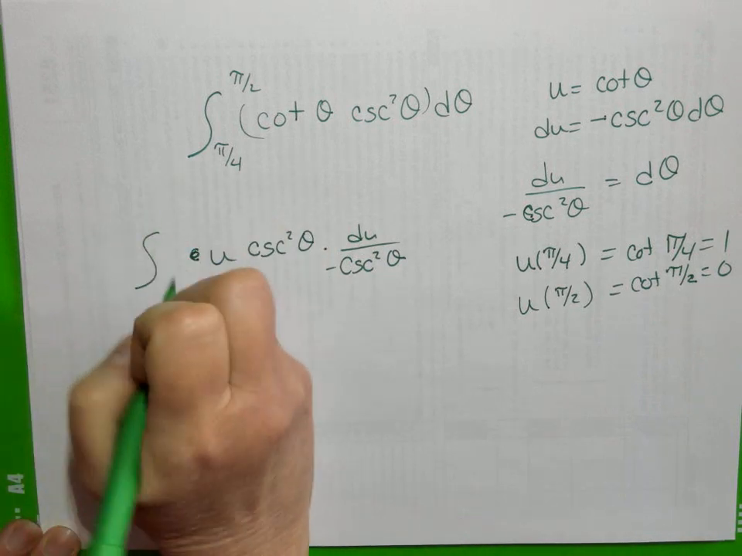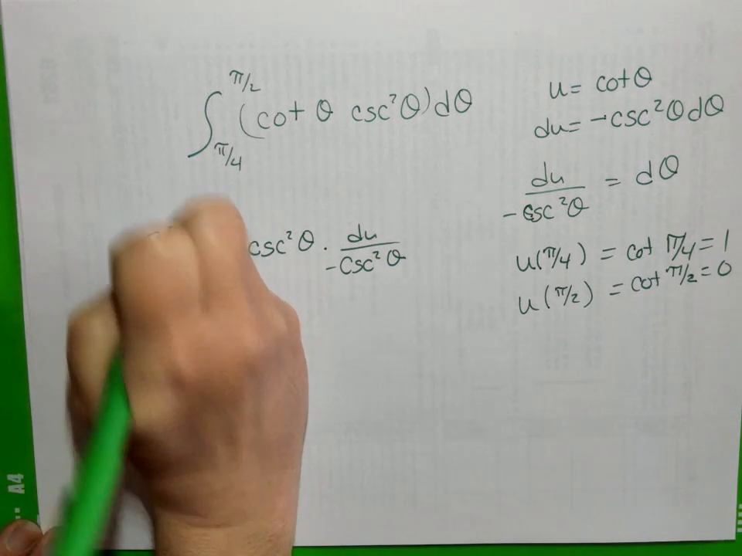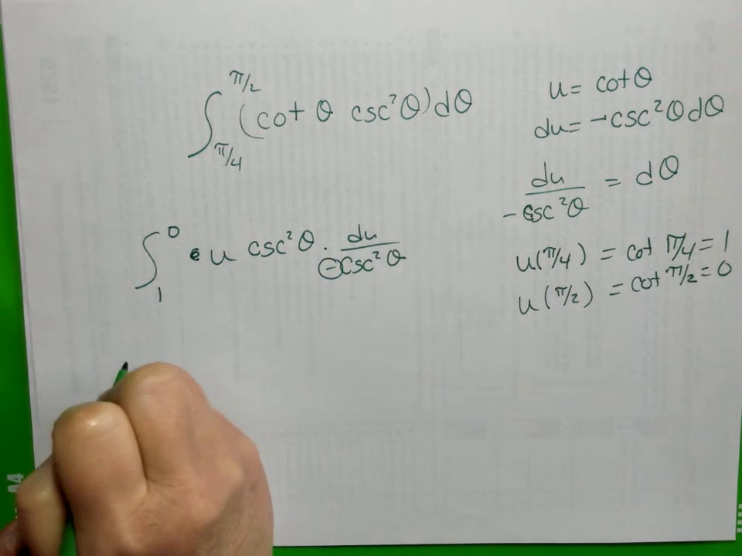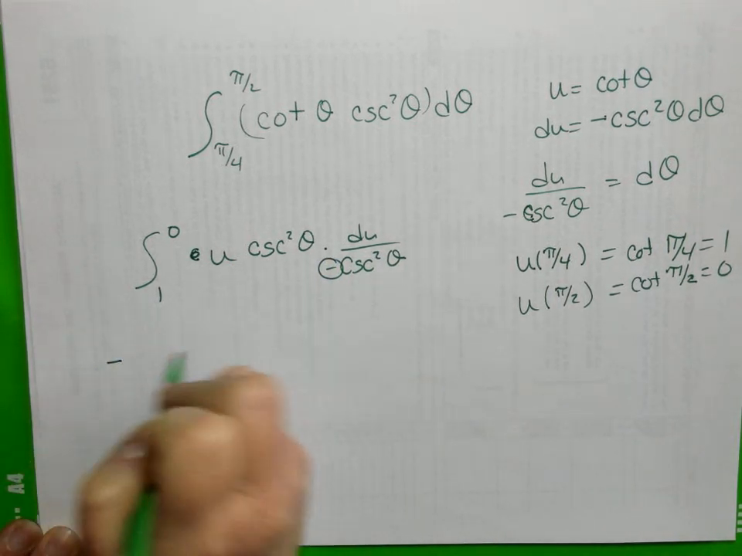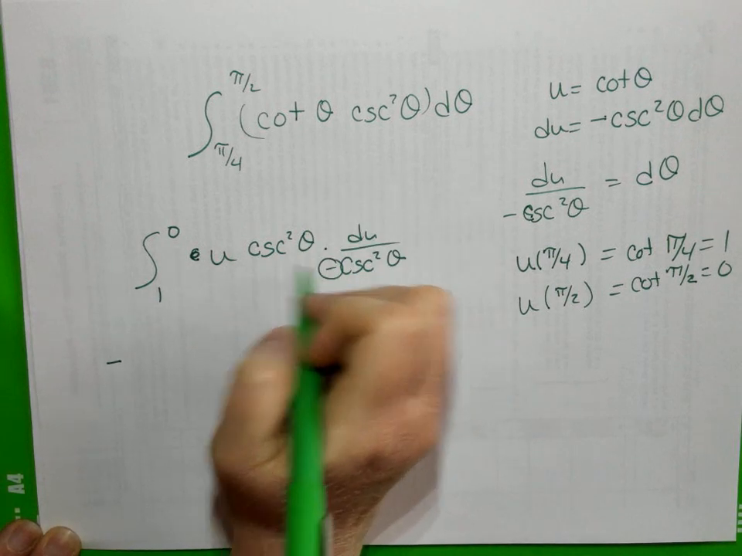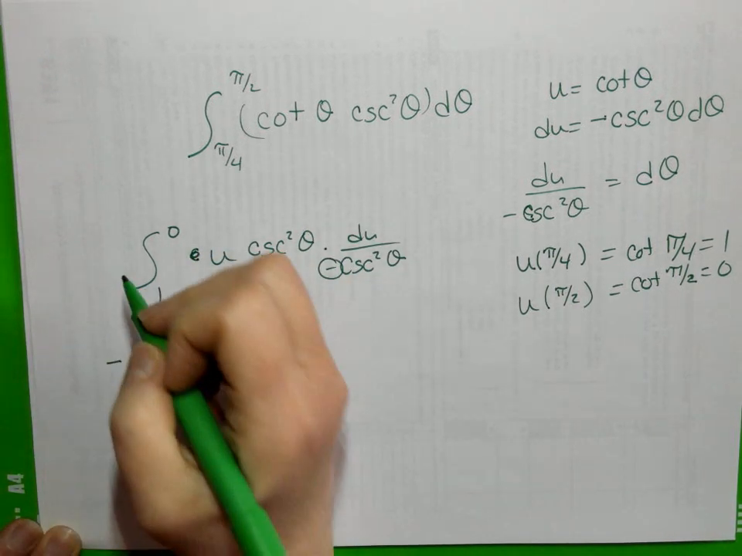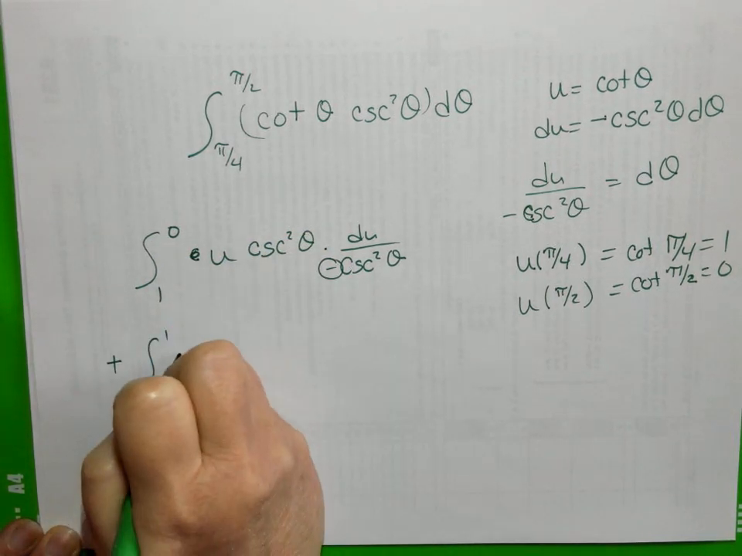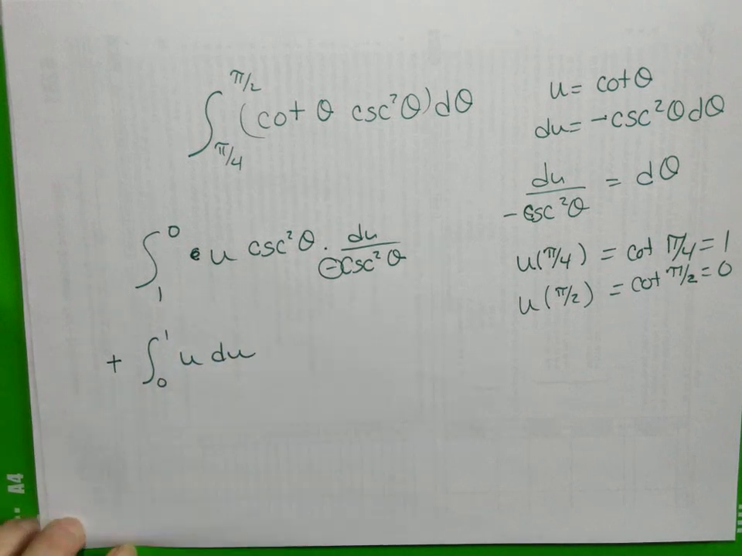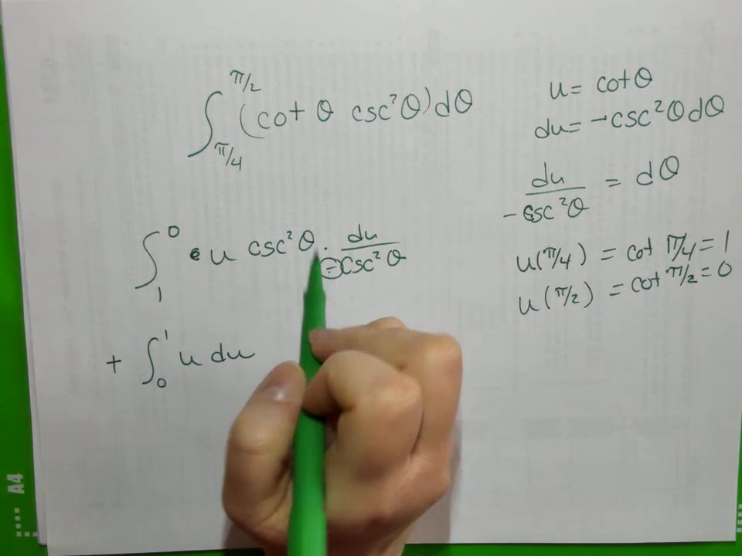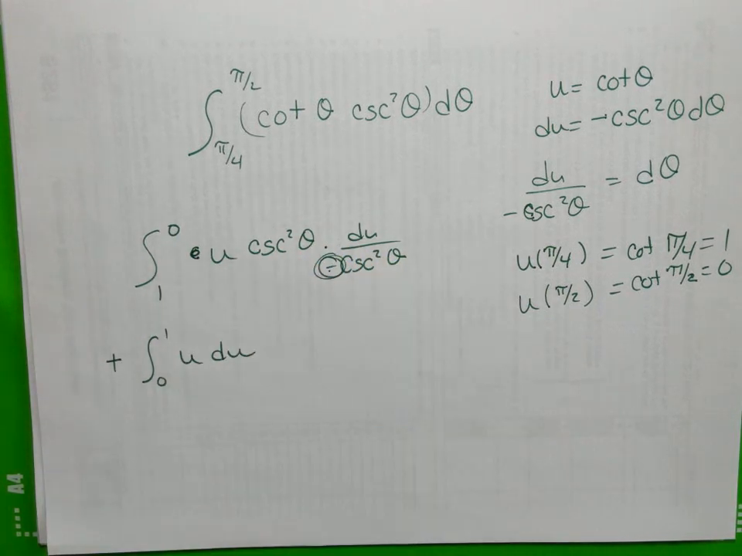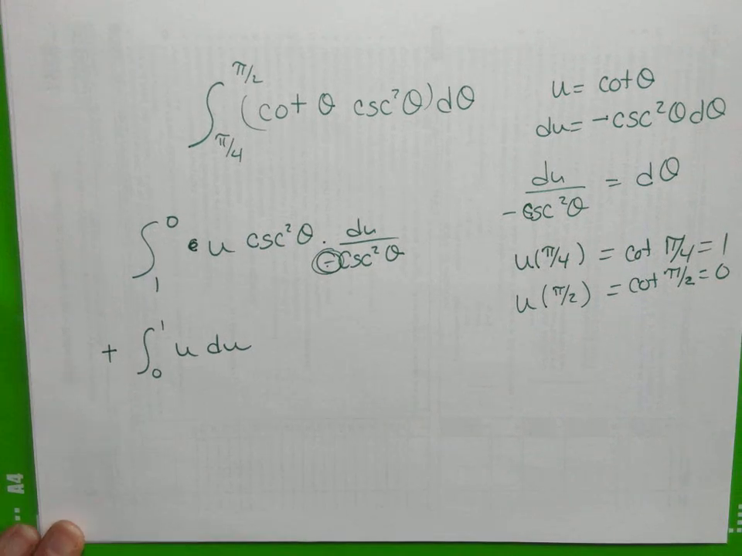So pi over 4 was at the bottom, so I'm going from 1 to 0. I know, we'll fix it in a minute. We have a negative sign right here, so we've got the negative of, that's the negative sign. But if I want to flip these over, that becomes positive again. So this is 0 to 1 of u du. Let me do that again. It's negative because of this negative. And then if I flip these, so I have the 0 on the bottom and the 1 on the top, that also becomes a negative. So a negative and a negative makes a positive.